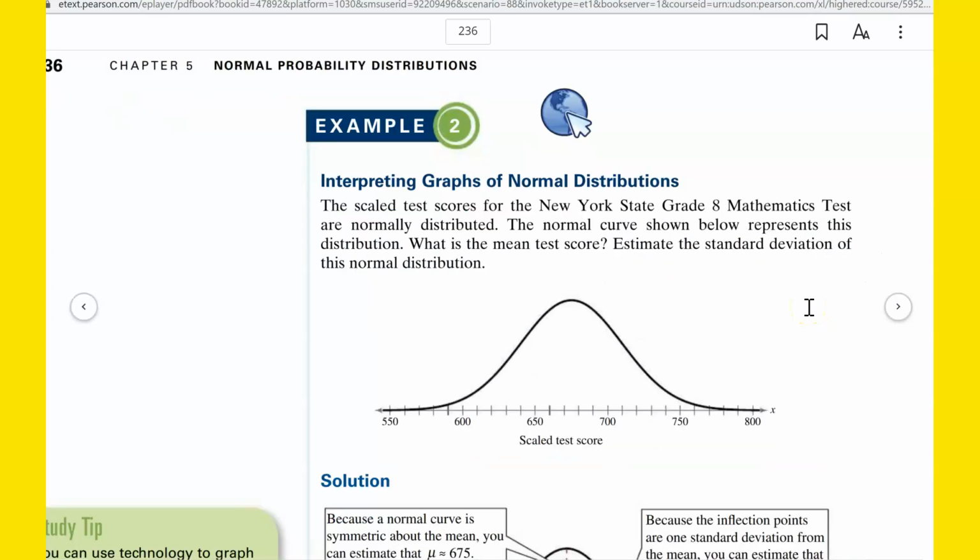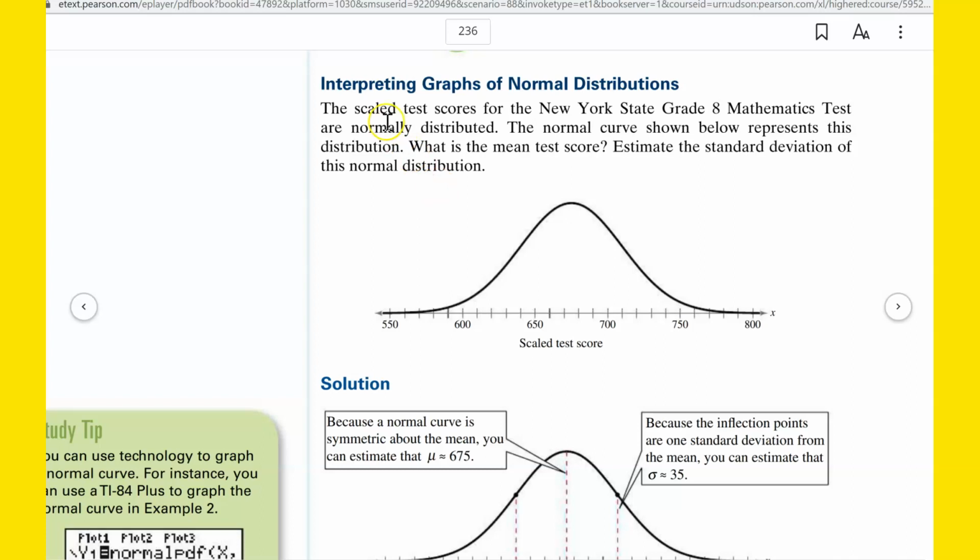All right. Example 2. The scaled test scores for New York State grade 8 mathematics tests are normally distributed. The normal curve shown below represents this distribution. What is the mean test score? Estimate the standard deviation of this normal distribution. So the mean test score would be the center of this curve, which is right here. If I take my cursor down here, it looks like it's somewhere right in here. So let's see what that is. 650, 660, 670. So if that's right, I might guess that to be 675.